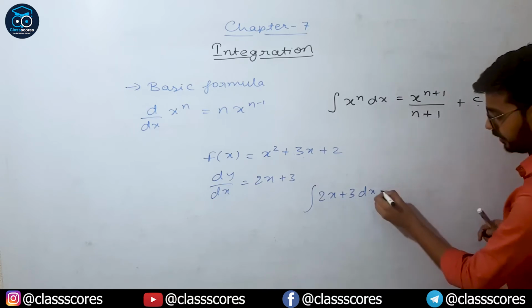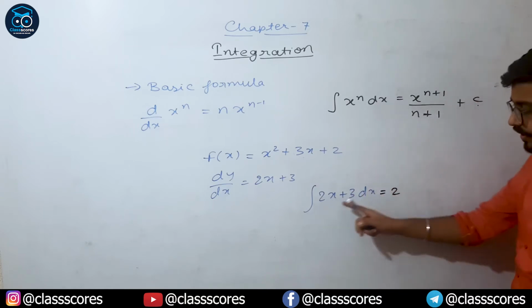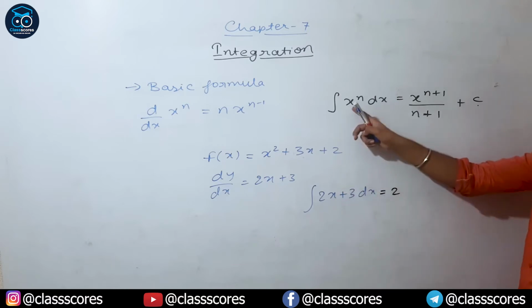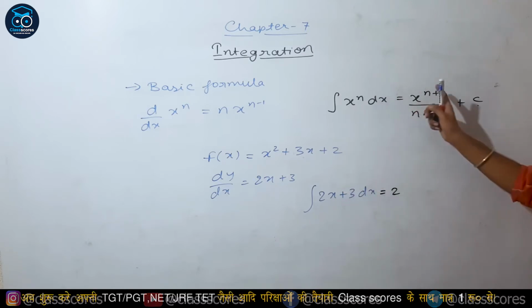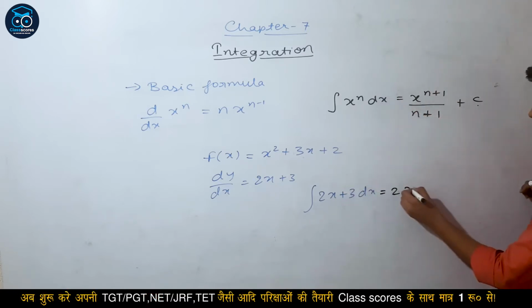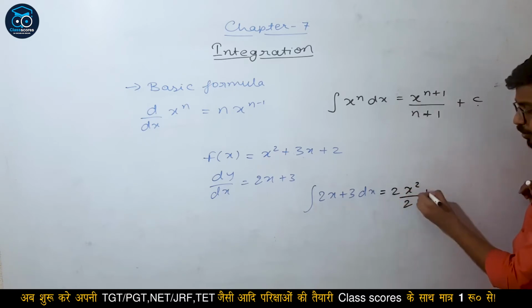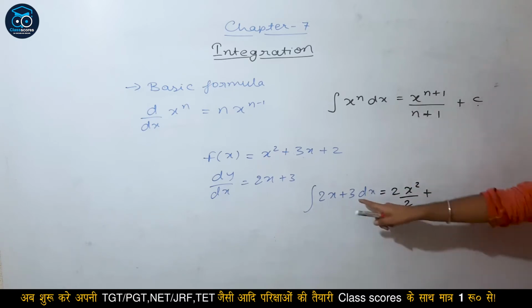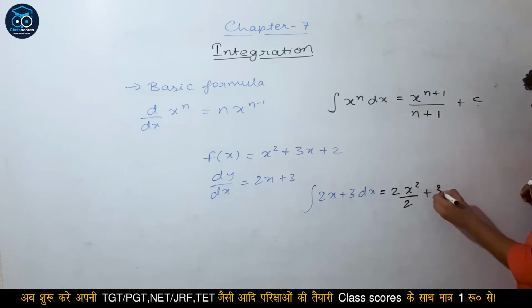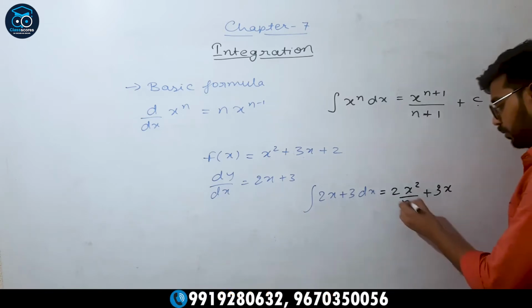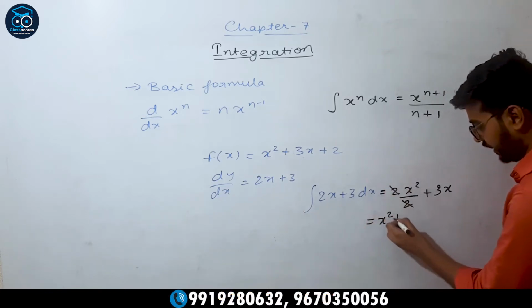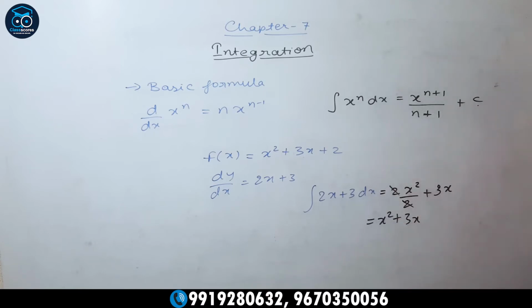Here 2 is a constant; for x, meaning x to the power 1, the integral is x to the power 1 plus 1, that is 2, so x to the power 2 upon 2. Plus, the integration of a constant 3 is 3x. So now when we simplify this, we get x square plus 3x. Now compare both the equations.